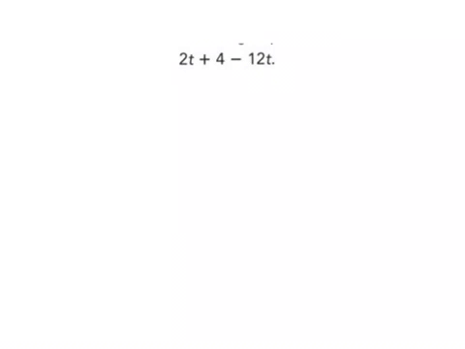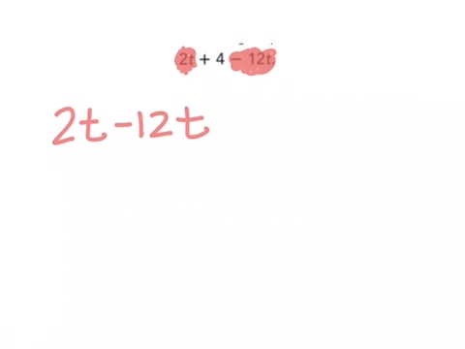Okay, next problem. You have to watch the minus signs. That is the biggest area that people mix up. I'm going to identify the like terms. 2t is alike with the 12t, but if you look in front of it, this is a negative 12t. A positive 2 and a negative 12. So this is 2t minus 12t. Positive, negative. If they have different signs, you subtract them.